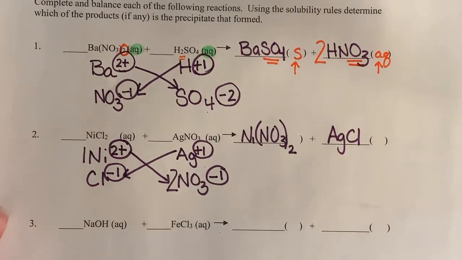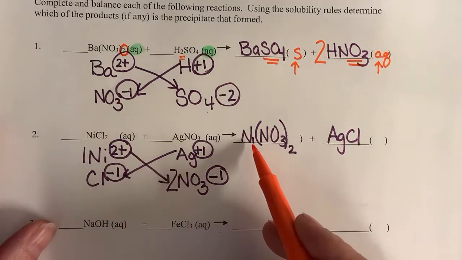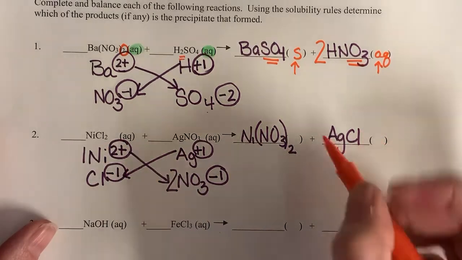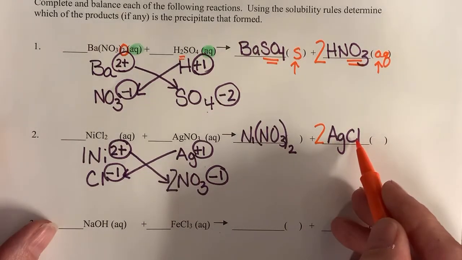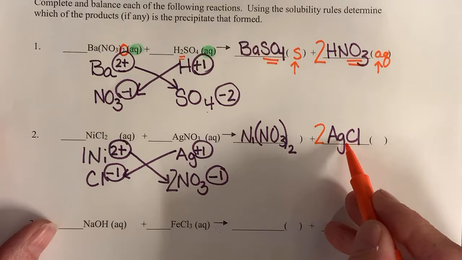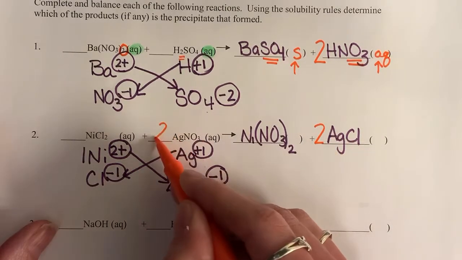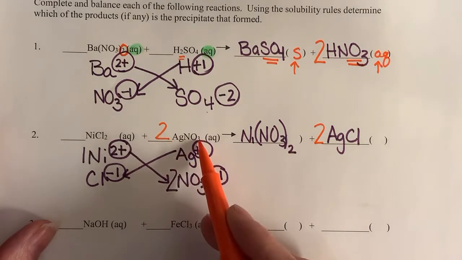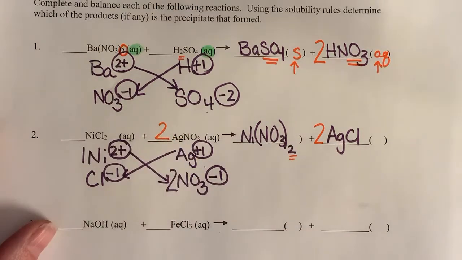Just like with single replacement reactions, I need to make sure everybody's happy and balanced. 1 Ni, 1 Ni, 2 Cls, whoops, only 1 Cl, 2 in front. That fixes my Cl. It also changed Ag, 2 Ags. Whoops, that also changes NO3 to 2. But I needed that, so it's okay.